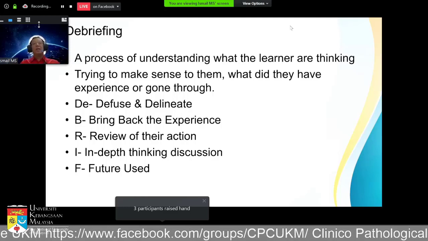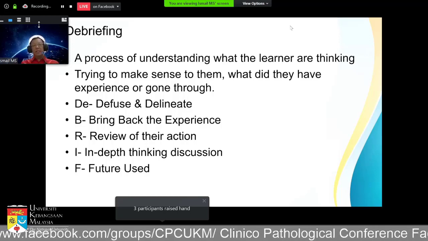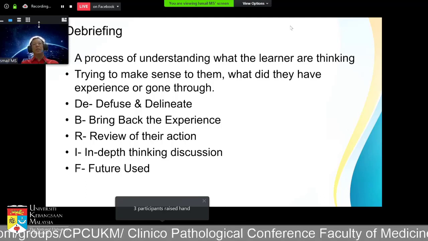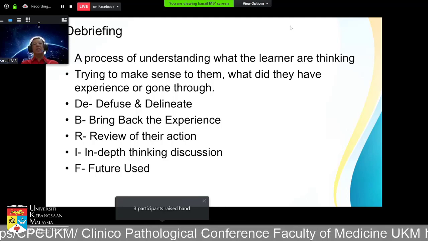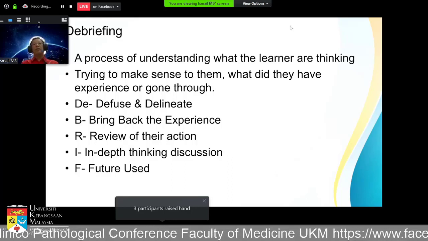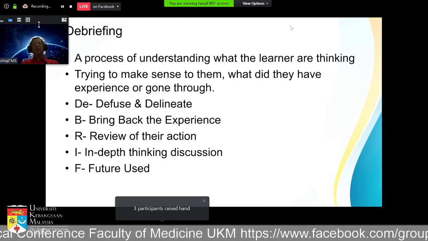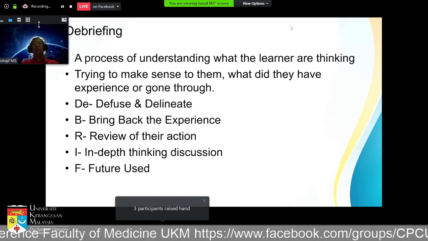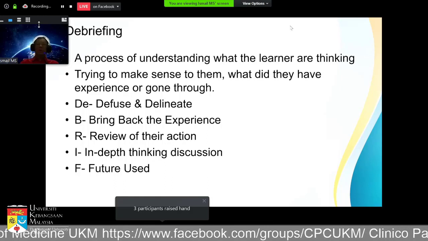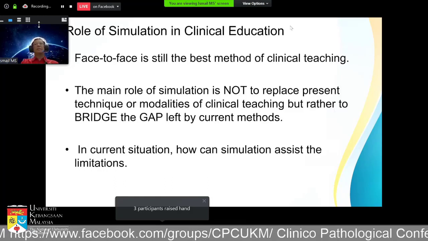There are many ways you can debrief these things. This is one of the techniques we can do. We can do debriefing where basically we're going to diffuse the emotion and diffuse any wrong conception. We're going to delineate what the learning objective is, and in the discussion we try to bring back the experience, and we're going to review the actions, what they have done. Then we have the in-depth discussion of the issues or methods pertaining to it. But finally, how they're going to use this new knowledge in the future. So that is important in debriefing, and all simulations should go with that.